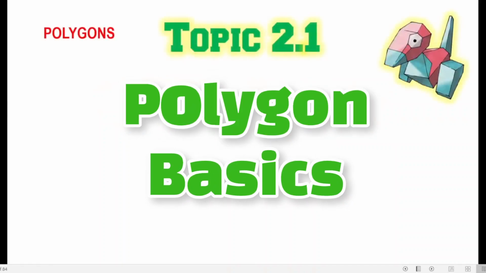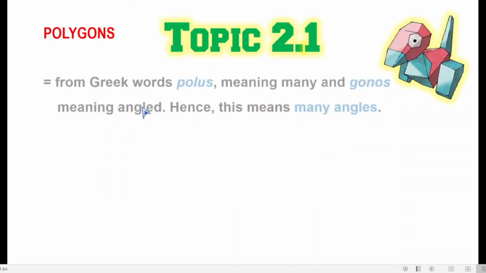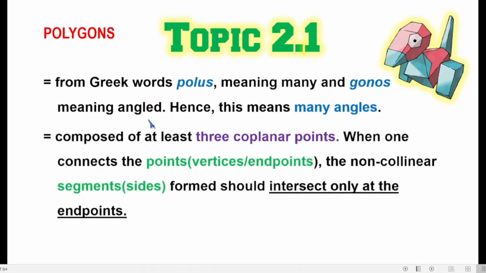So we will discuss polygons in this video. We have here the definition. Polygon is from the root Greek words polus, meaning many, and gonos, meaning angle. So literally it means many angles. It is composed of at least 3 coplanar points.